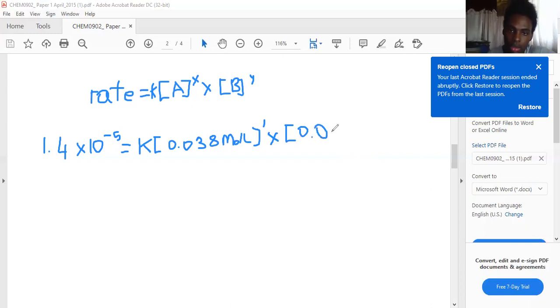0.0621, right? And oh snap, yeah, I forgot that. Please do not forget the units. Units are very important and you will be marked on the units as well.